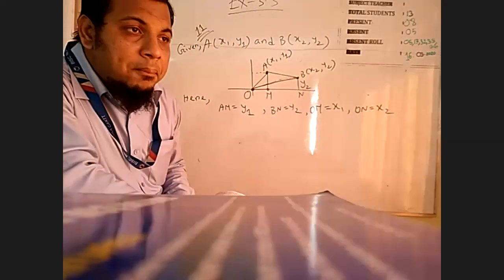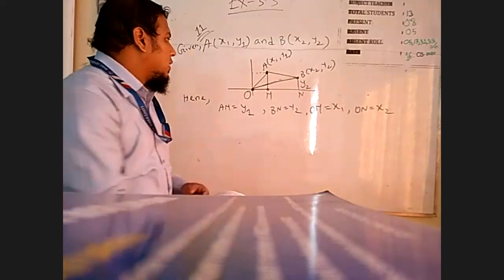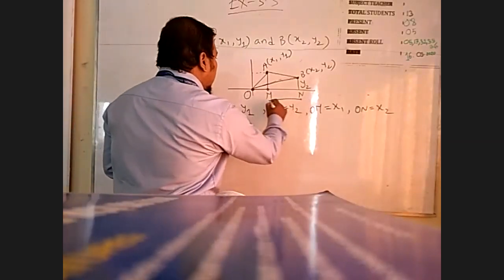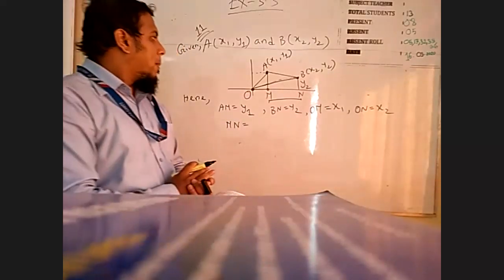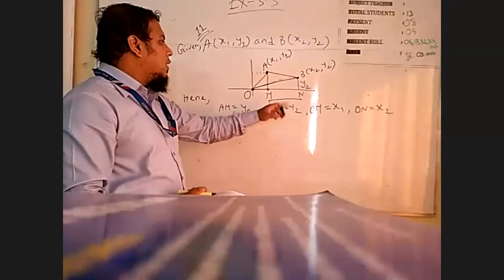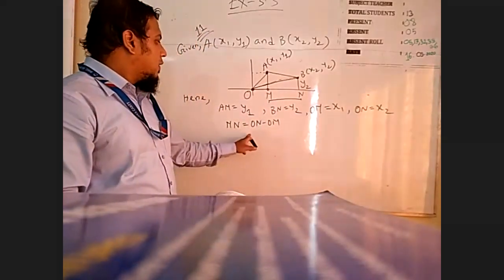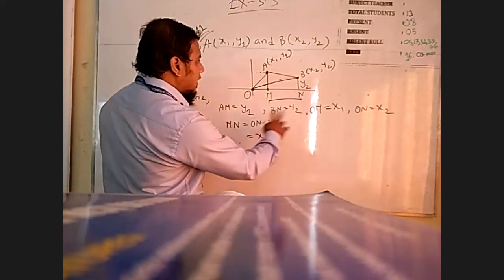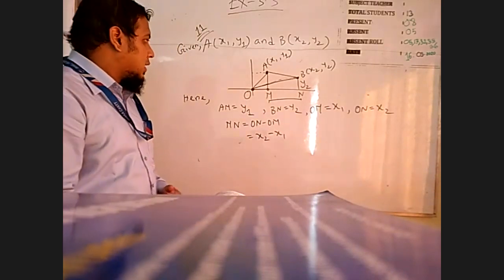Yes. Sorry, I said MN. Oh no, ON. I said it wrong. Anyway, we will find MN now, okay? Now we are going to find out what is the length of MN. Can anyone say what is the length of MN? Okay, MN is ON minus OM. ON is x2 and OM is x1. So MN is equal to x2 minus x1.